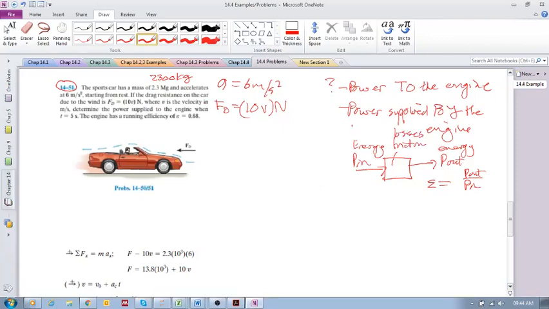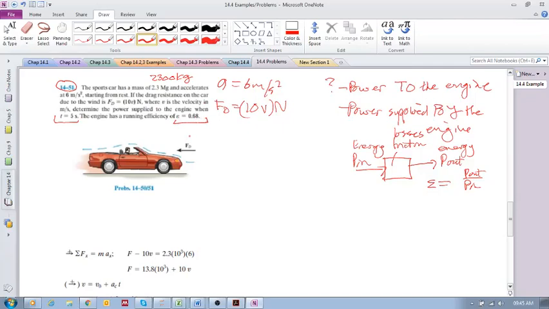But remember, we're looking for how much you need to put into this engine based on all this information. So determine the power supplied to the engine when time is 5 seconds, and the mechanical efficiency of the engine is 0.68.